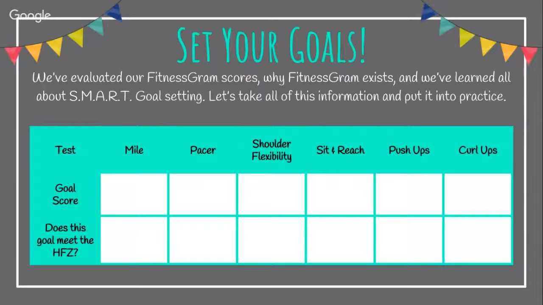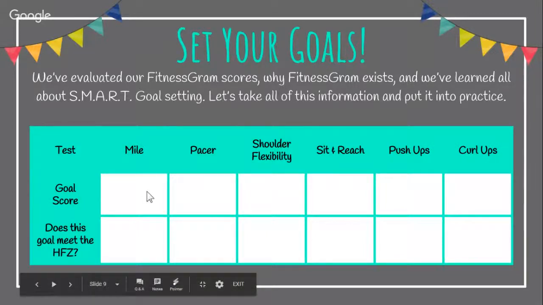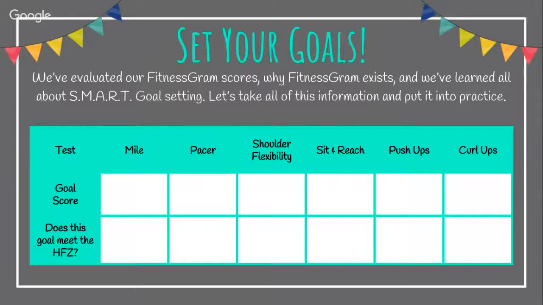Right now they're just thinking, all right, I got an 8:10 on my mile in the fall. By spring, I want to be able to run an 8-minute mile. Or the pacer, I got 20 laps. I want to be able to get 25 laps. And then they have to look at that healthy fitness zone again and say, all right, is this goal going to get me into my healthy fitness zone?